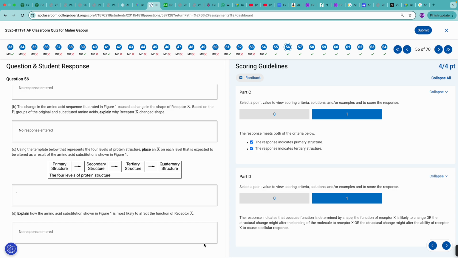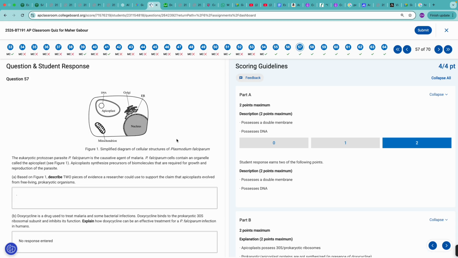So the response indicates that because function is determined by shape, the function of receptor X is likely to change, or the structural change might alter the binding of the molecule to receptor X. I told you that. Or the structural change might alter the ability of receptor X to cause a cellular response. I basically inferred that. So choose one of those. I say go with the structural change might alter the binding of the molecule to receptor X, but you can choose any one of those three.